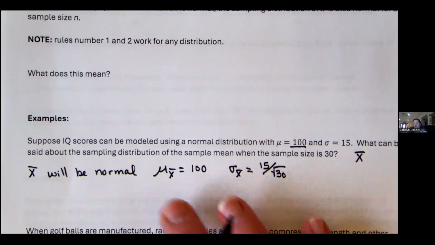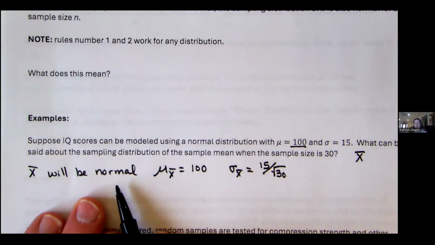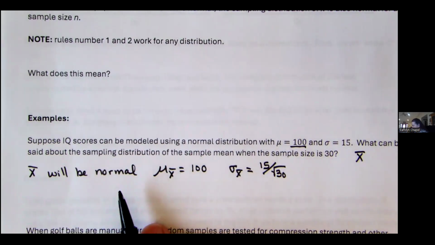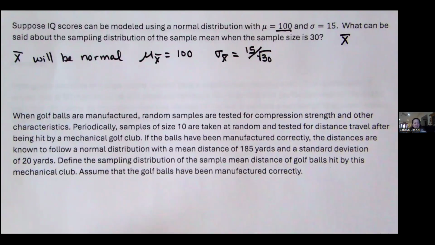We will then eventually be asking questions about, if I take a sample, what's the probability it's going to be in this range, or bigger or smaller than this value? But being normal, that tells me I'll be able to use my normal curve. Here's another example, and we might use these examples later on as well.